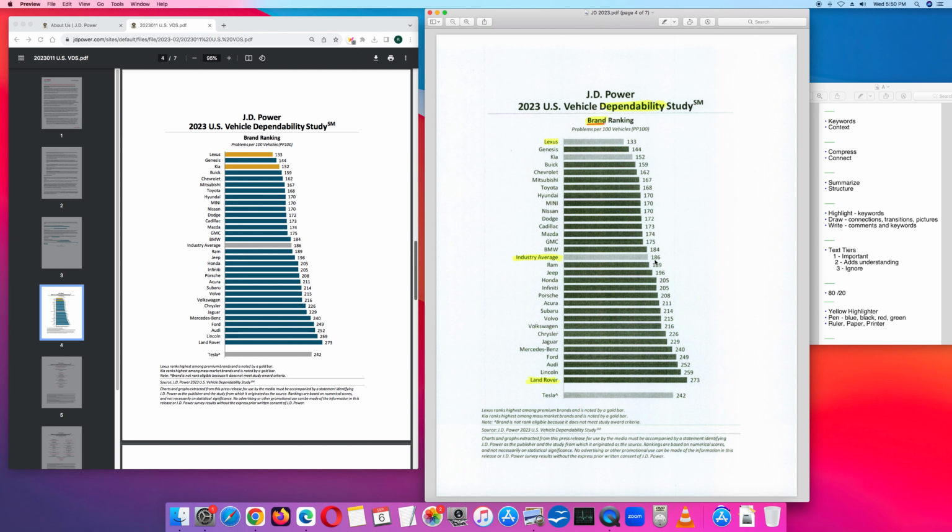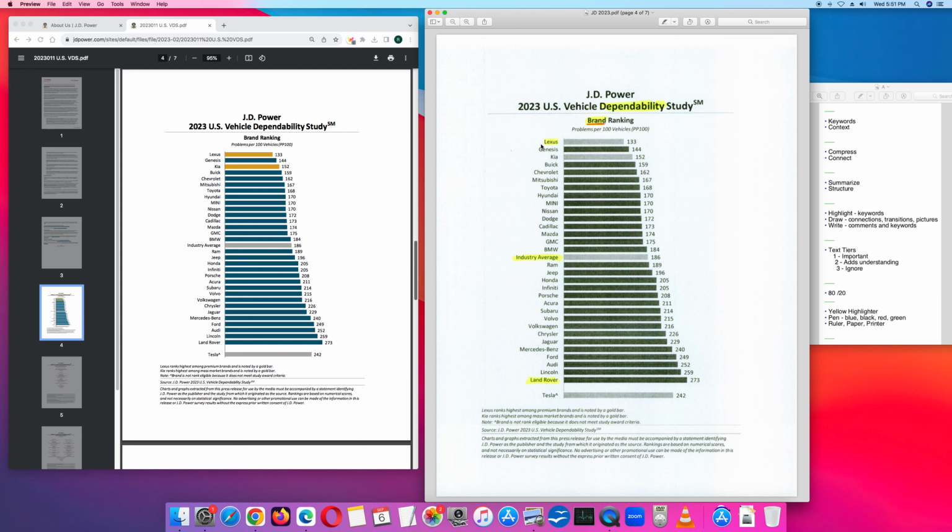So let's look at these numbers. The average is 186. Lexus is about 50 problems smaller, 133. And then Land Rover is almost 100, or 90 problems more, 273. Tesla, notable, this is the first time they're actually listed in this research study, and they have a little asterisk because the information on Tesla is incomplete. They're at 242, which is similar to Mercedes-Benz.